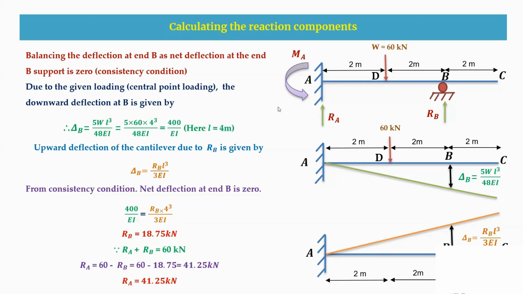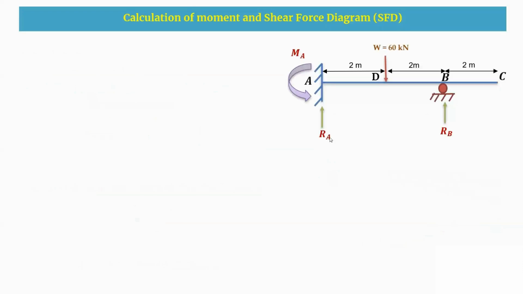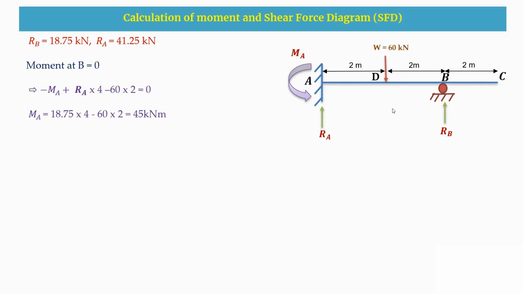After getting the reactions, then you are going to calculate the moment. So to calculate the moment, we are going to take moment about B equal to 0. So these are the reactions RB and RA. So moment about B is 0. Now this MA is in anticlockwise direction about this B point, so minus MA, and RA is in clockwise, so plus RA into 4 and minus 60 into 2. Therefore, we get MA value as 45 kilonewton meter, which is of positive value. That means this MA is hogging in nature.